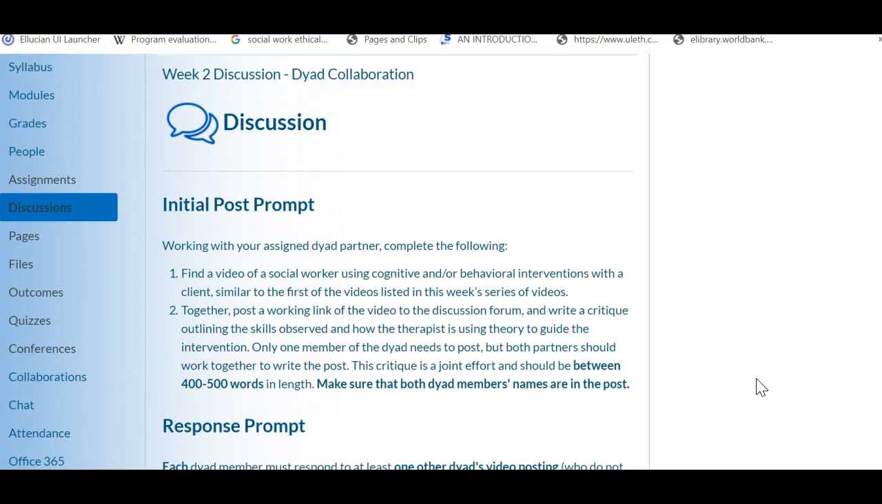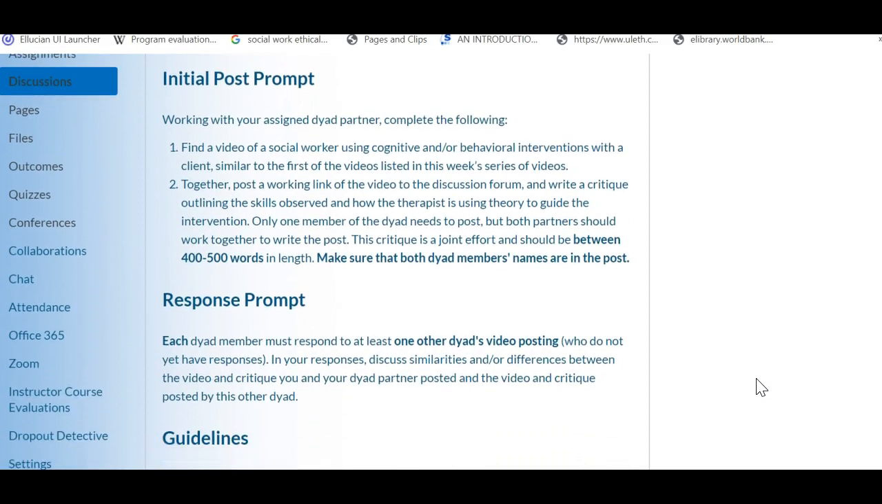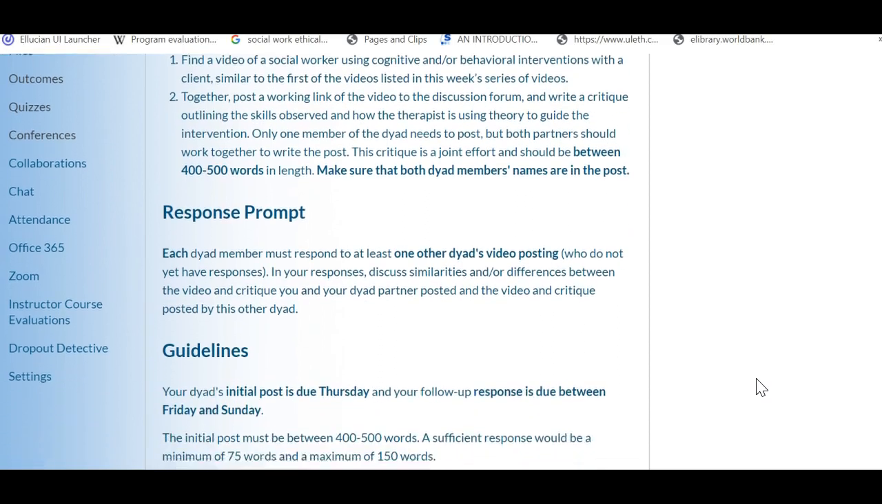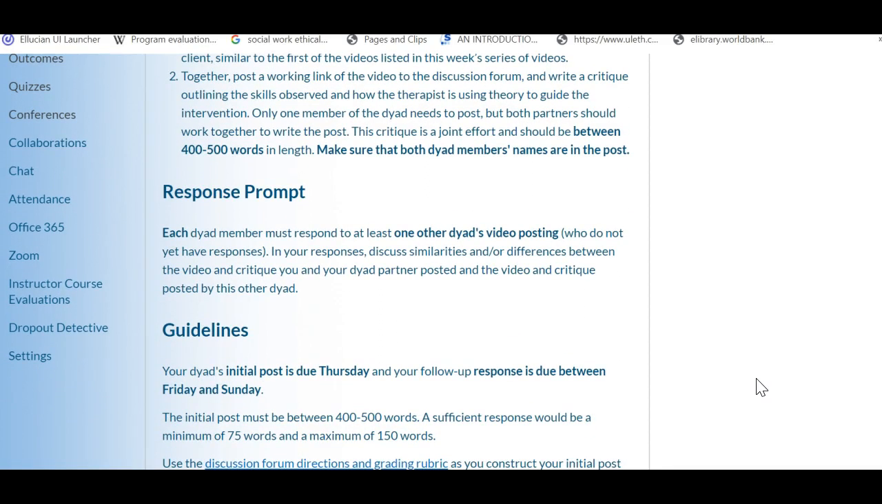Only one of you should include the review and the link, but both of you should work together to write the post. The critique is a joint effort and should be between 400 to 500 words in length, and make sure that both of your names are in the post. And then, in terms of the response, each of you must respond to at least one other dyad's posting. So even the person who put the review in their post must also respond to at least one other of your classmates.